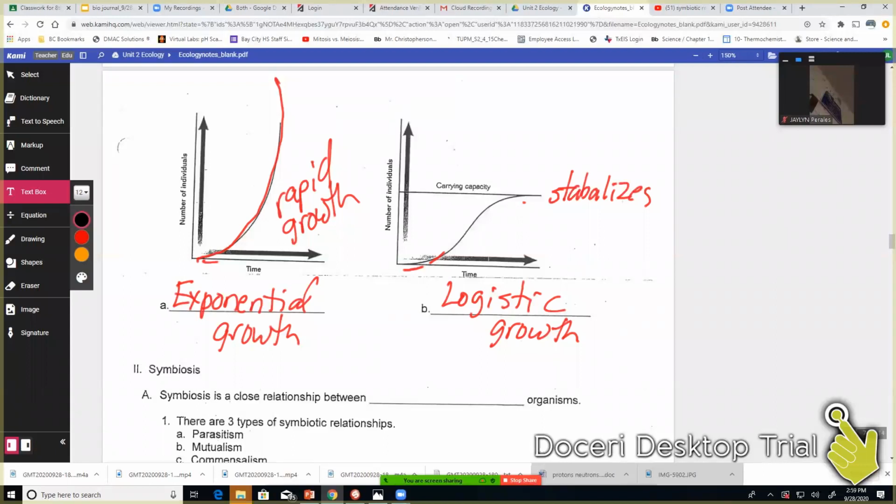All right, so what we're going to talk about for the rest of the class period, and then we'll look at a little video, is some symbiotic relationships. I think as we start talking through these, they'll sound kind of familiar to you. Symbiosis is a close relationship between two different organisms. Those organisms are going to live in direct contact with each other.